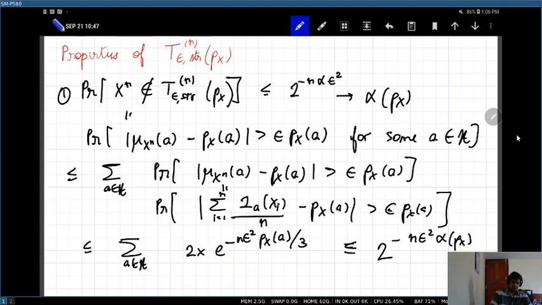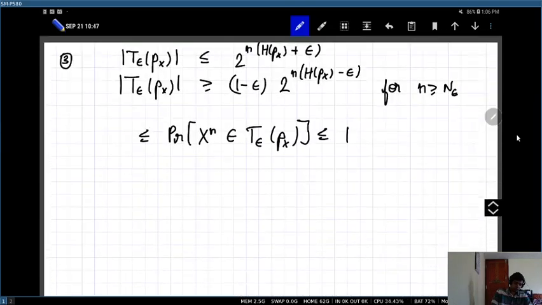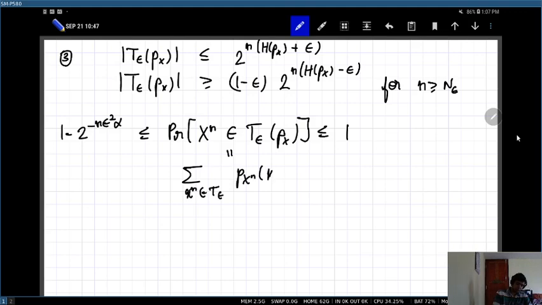the probability that x^n is not in the strongly typical set is less than or equal to 2 to the minus n alpha epsilon squared, right? So the probability that x^n is in the strongly typical set is greater than or equal to 1 minus 2 to the minus n epsilon squared alpha, right? Okay, so now what I'm basically going to do is rewrite this in a certain fashion. So this is the set of all x^n in the epsilon typical set of P_{X^n}(x^n).